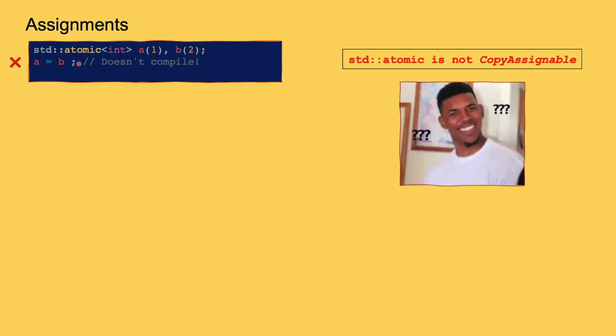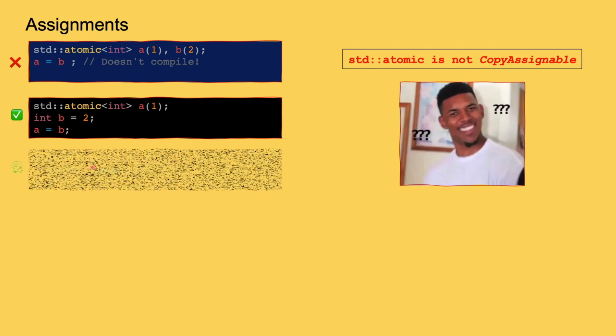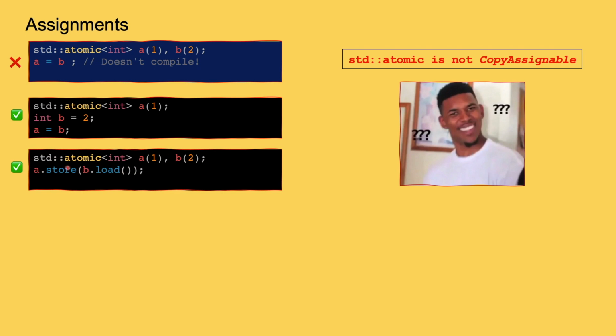Assignments. Again, right off the bat, there is a major confusion. You cannot assign one atomic variable to another atomic variable using the equal sign. This would not compile. And the reason is that std::atomic is not copy assignable. So what should we do? You should either define one of them not to be atomic. For example, variable b is not atomic. Then you can say a is equal to b. Or you should use the explicit load and store. So here we're loading from b first and then storing inside a.